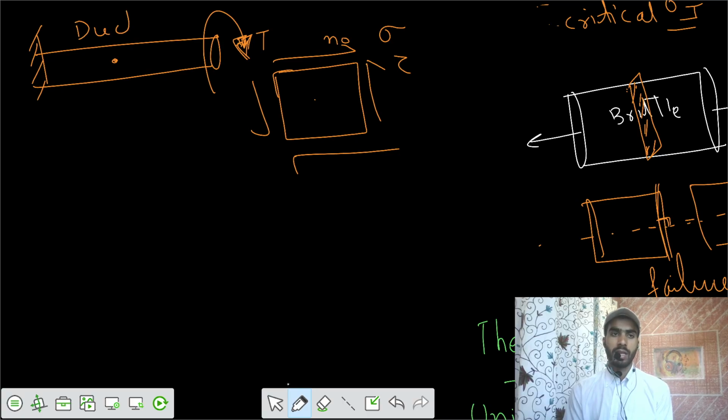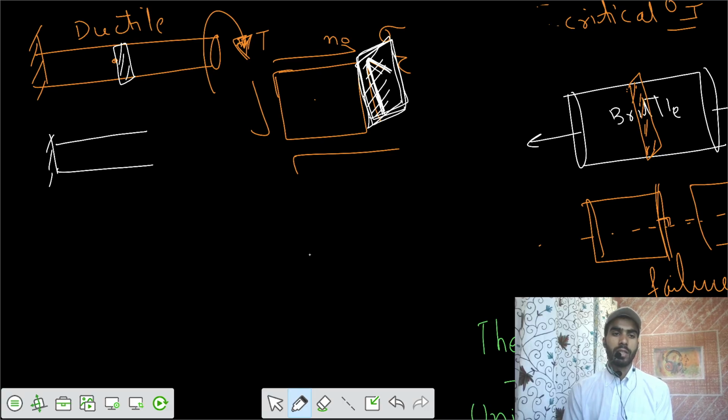So if the material is ductile, ductile material is weak in shear. That means if the shear plane is making an angle of 90 degrees along the long axis, shear stress is acting on this plane. So this is the shear stress plane. That means the vertical plane is itself the shear stress plane, so this plane is critical. That means the failure would be in this fashion. So this is our failure for the ductile material.